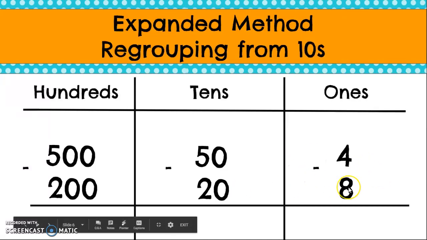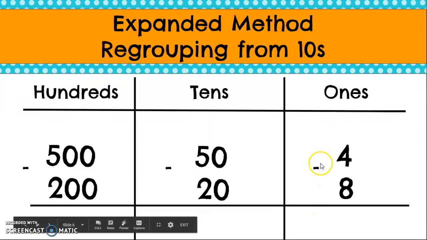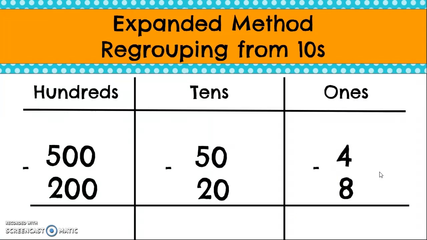Whenever we teach our students how to subtract or add, we always teach them to start in their ones place, and then we tell them to look at our numbers. As you can see, our bottom number is bigger than our top number, and when our bottom number is bigger than our top number, we go next door to our tens place and borrow a 10.